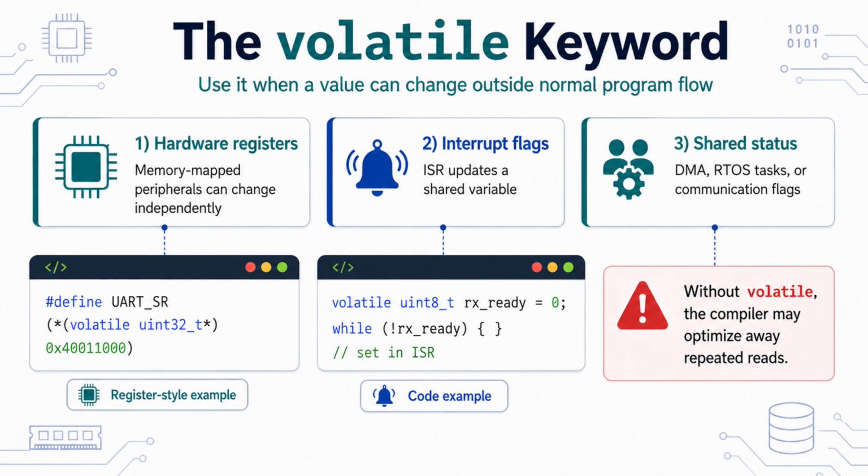Without volatile, the compiler may assume that a variable does not change and optimize away repeated reads. That can break embedded code. For example, a loop waiting for rx_ready may never exit if the compiler does not reload the value from memory. Using volatile tells the compiler, always read this value again because something outside this code may change it.